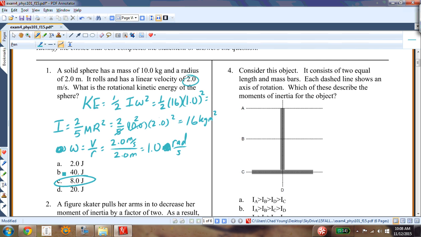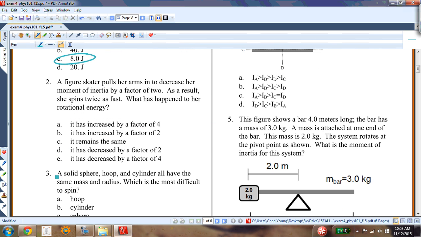A figure skater pulls in her arms to decrease her moment of inertia by a factor of 2. As a result, she spins twice as fast. What has happened to her rotational energy? Well, again, rotational energy is 1/2 I omega squared. This is increased by 2.